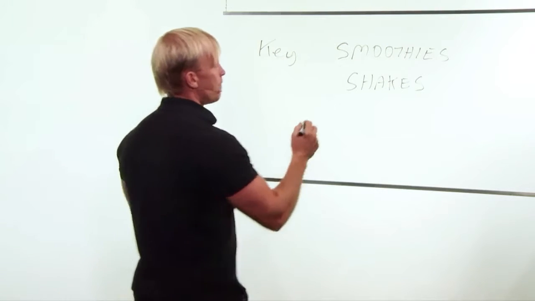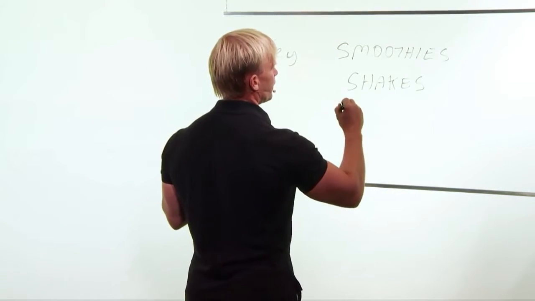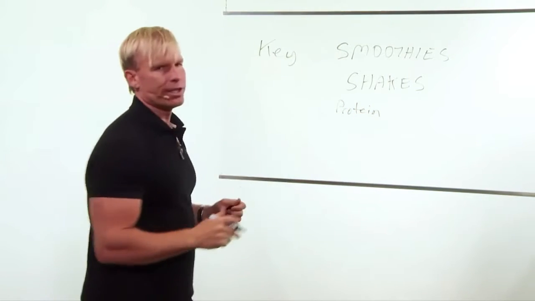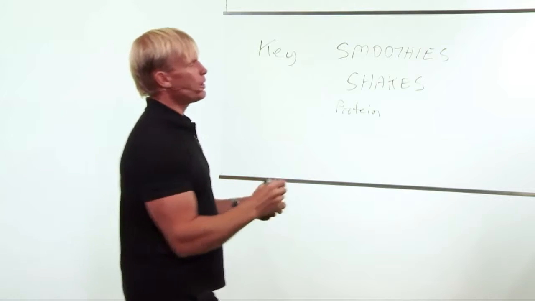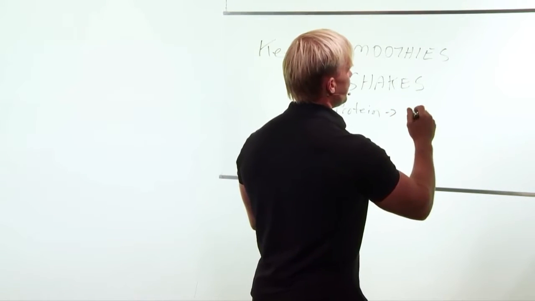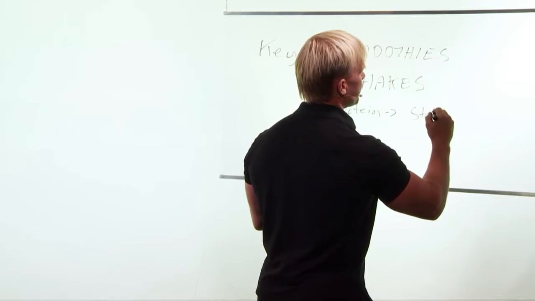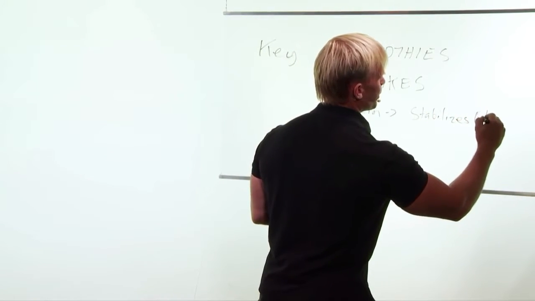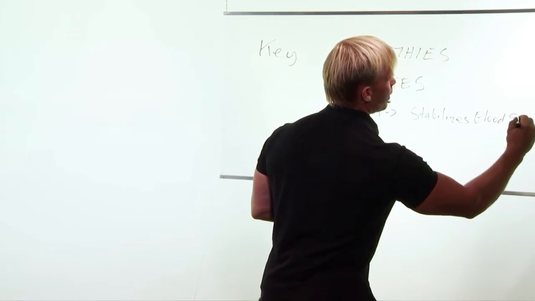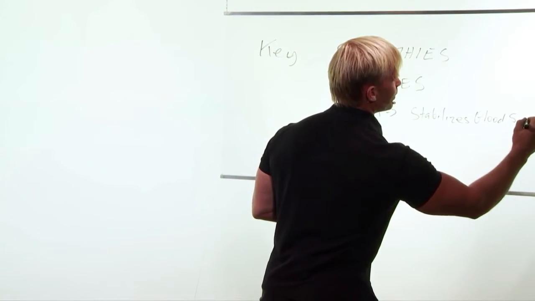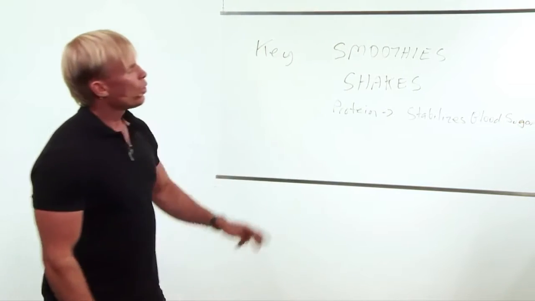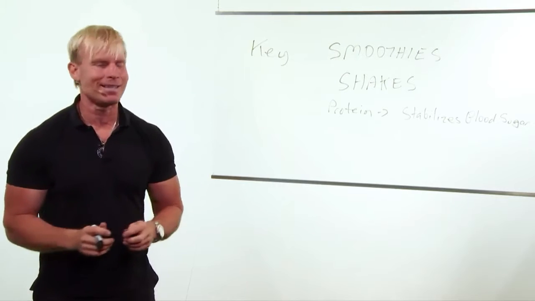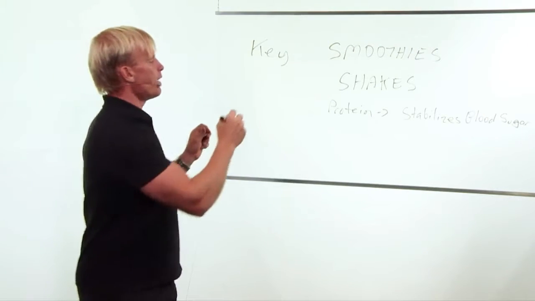So what do you want? Number one inside your smoothie, you're going to want protein. Why do you want protein? Well, the reason you put protein inside your smoothie is that it stabilizes blood sugar. Number one, blood sugar. I'm going to put that over here. I hope you can read that. The other thing is it delivers key amino acids into your cells.